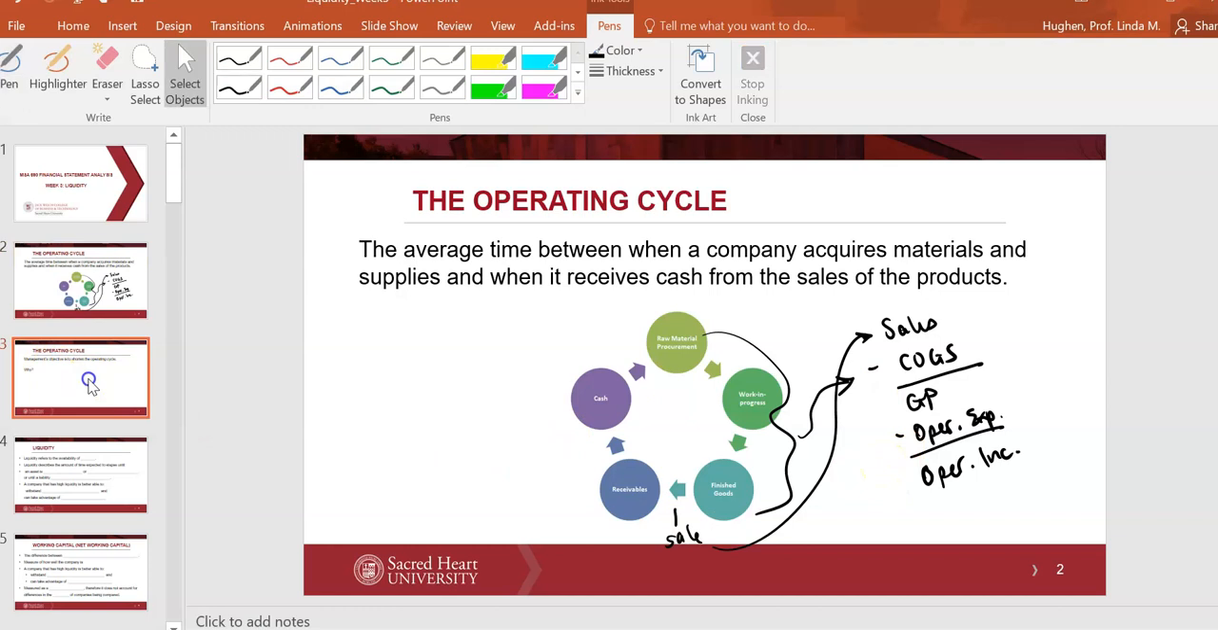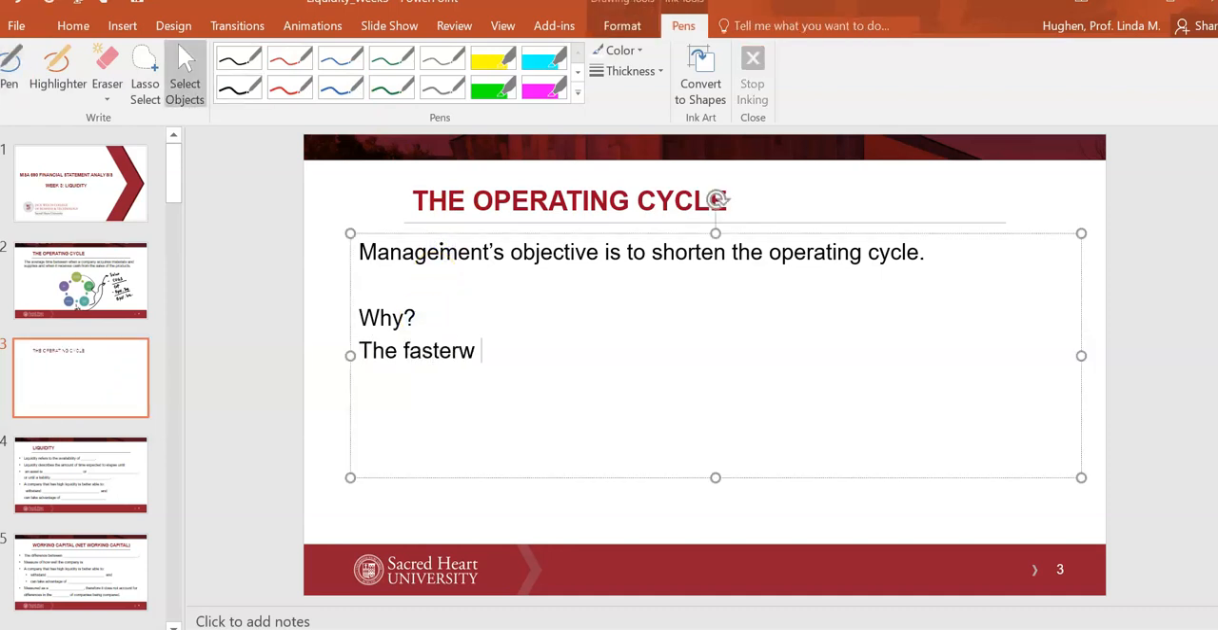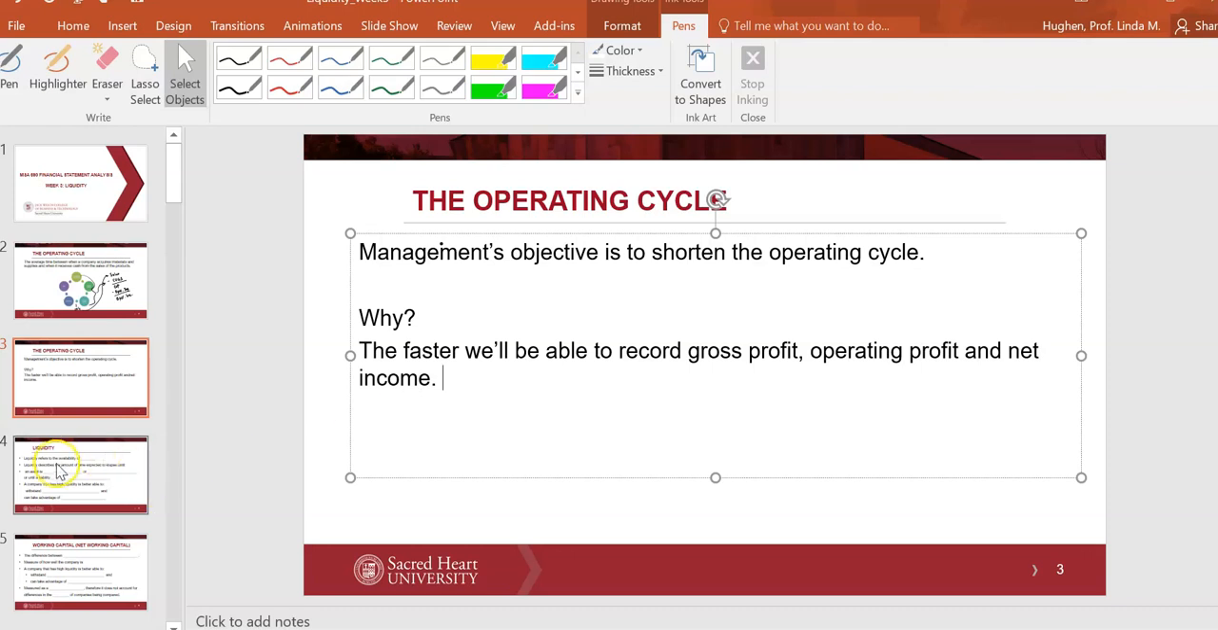So the faster we can get through this operating cycle, the faster that we'll be able to record gross profit, operating profit, and net income. So the faster we can do that, the more net income we're going to have.